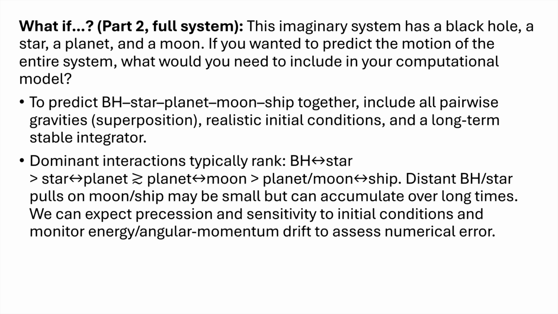So what if this imaginary system in part 2 has a black hole, a star, a planet, and a moon? If you wanted to predict the motion of the entire system, what would you need to include in your computational model? To predict black hole, star, planet, moon, and ship together, include all pairwise gravity, superposition, realistic initial conditions, and a long-term stable integrator. Dominant interactions typically rank black hole and star greater than star and planet, greater than or approximately equal to planet and moon, which is greater than planet or moon and ship. Pulls of the black hole or star on the moon or ship may be small but can accumulate over long times. We can expect precision and sensitivity to initial conditions, and monitor energy or angular momentum drift to assess numerical error.